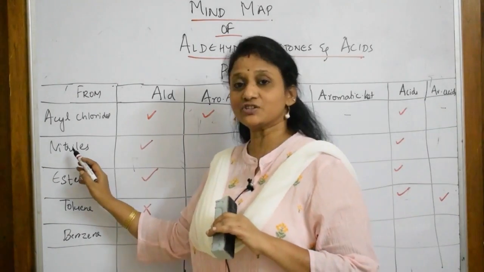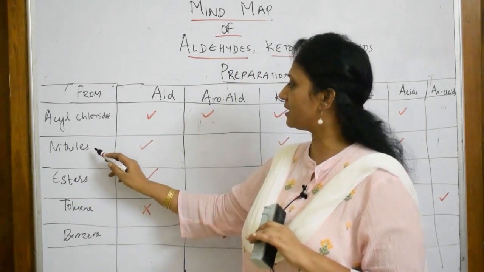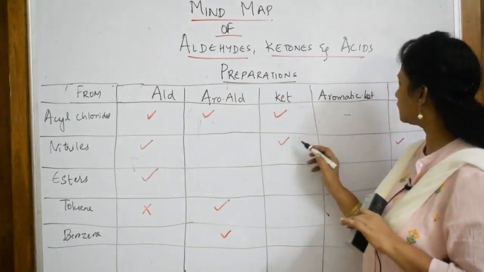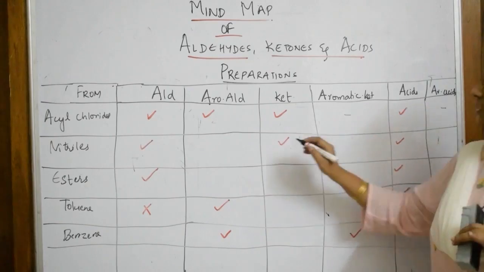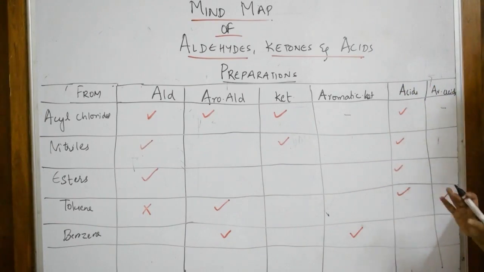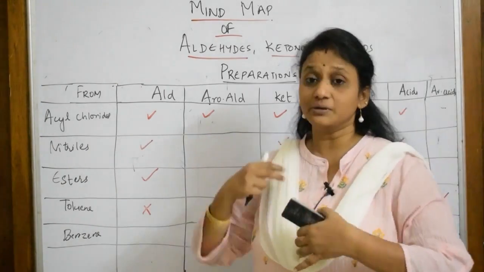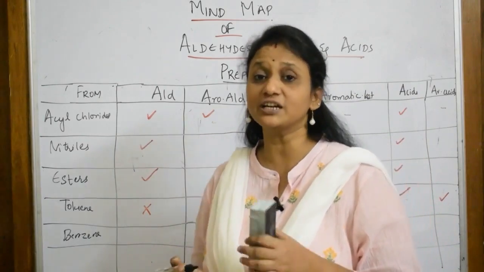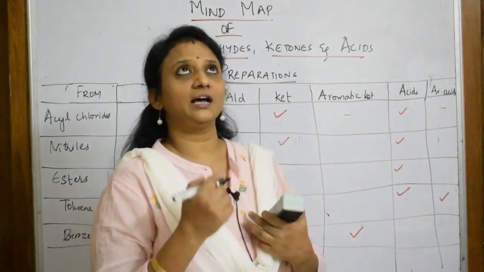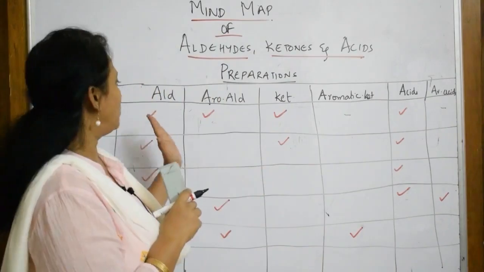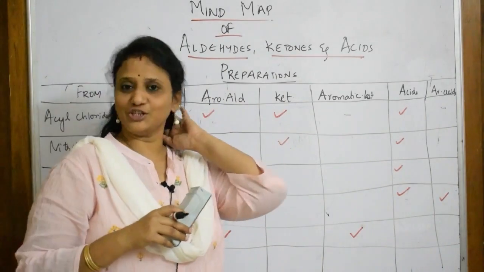When it comes to the nitriles, I'm going to prepare aldehydes, ketones and acids from nitriles. So aromatic ketones, aromatic aldehydes, aromatic acids are not prepared. Why did I do this? Because this is how in the exam you should not get confused. When this is given, okay, acyl chloride will prepare what? 1, 2, 3 and 4. Like that you need to remember.